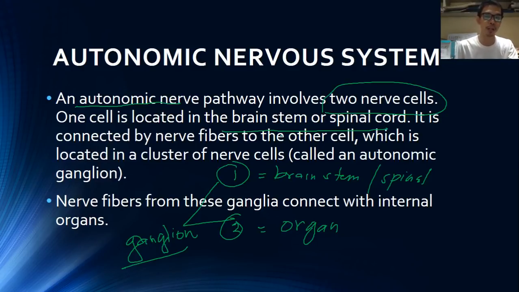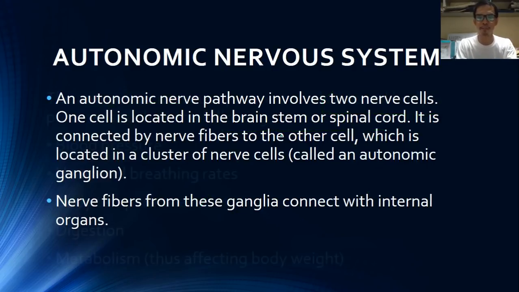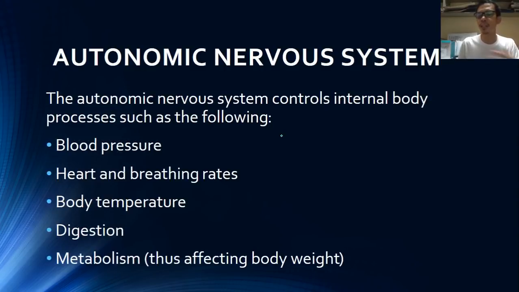They do not work with one nerve cell. That's the reason why they belong to the autonomic nervous system. Now, what are the functions of the autonomic nervous system? Mainly, it controls the blood pressure. This is a body process. Now, if you don't control the blood pressure autonomously, what will happen to the organism? It will die. It also controls the heart and breathing rates.